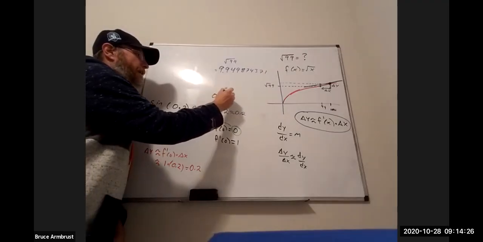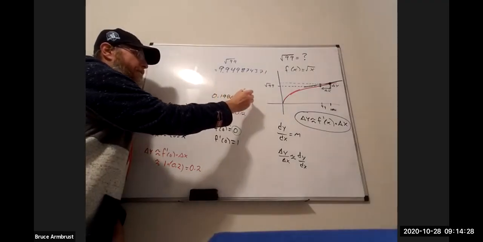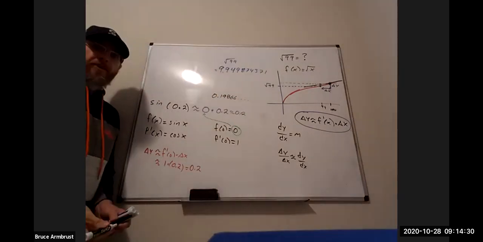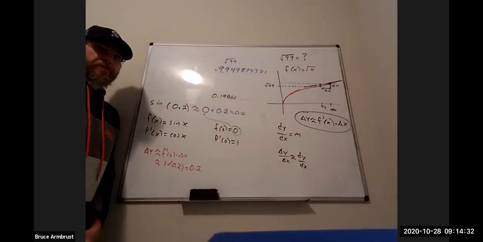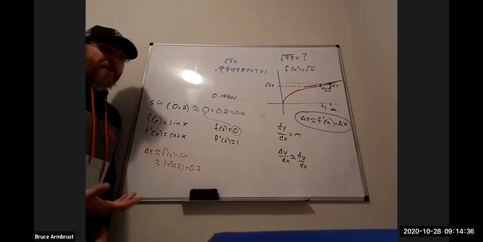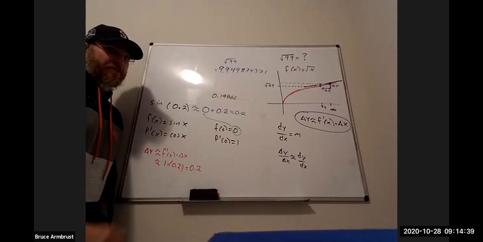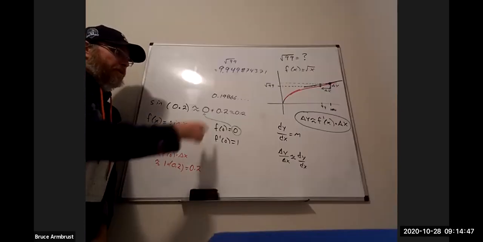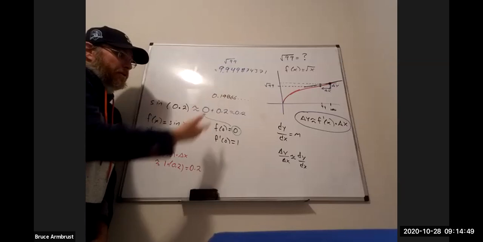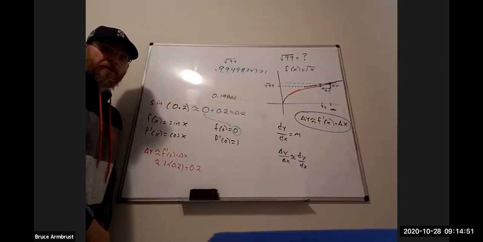0.19866933308. Okay, so 0.19866 something, something, something. All right, how'd we do? Really good. Still feeling good about it? Yes. I mean, this isn't nearly as good as the square root of 99. Right, square root of 99, we were way far out. But this one, we're still only off by about 0.002.